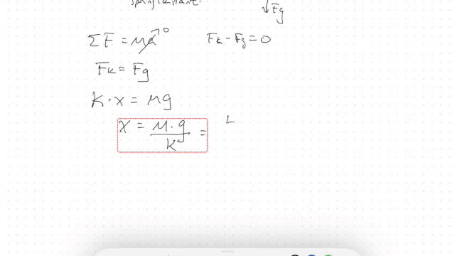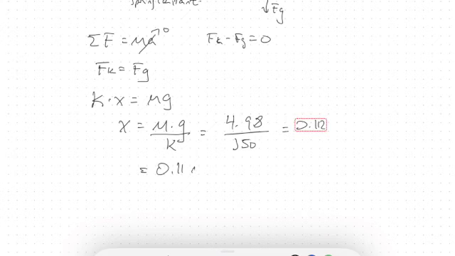That is 4 times 9.8 divided by the spring constant, 350. Oops, typed that wrong. 350 equals, get 0.112, round that to 0.11 meters. There you go.